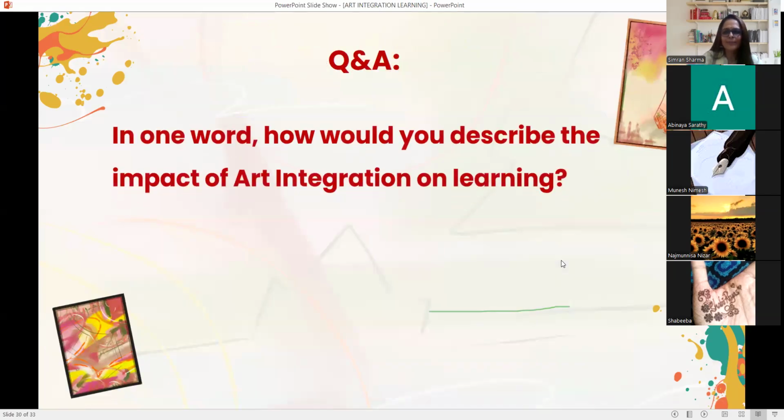Now, coming to an end, in one word, how would you describe the impact of art integration on learning? What is the one word that you will use for art integration? I'm reading some of the chats, especially about senior classes: we are strictly bound by syllabus. I fully agree with you, because activities and rubrics need time, yes, but we do have to find time for that.